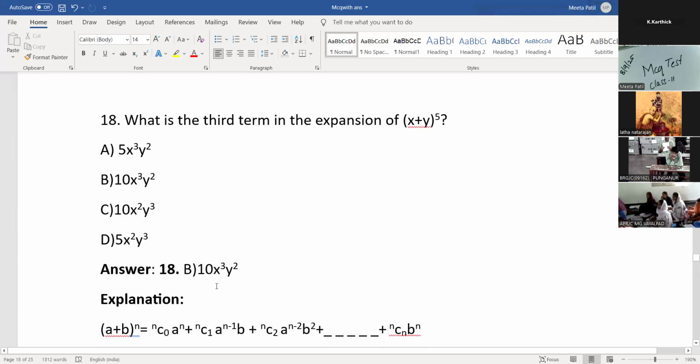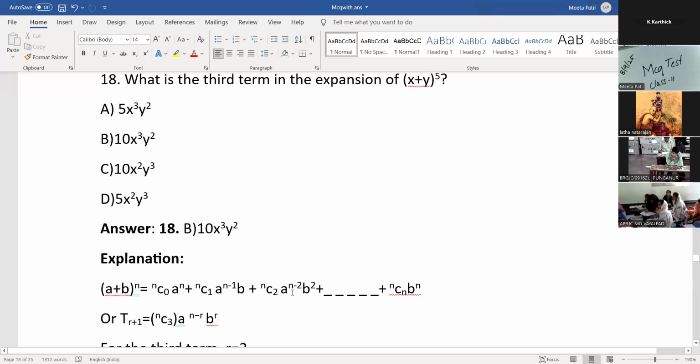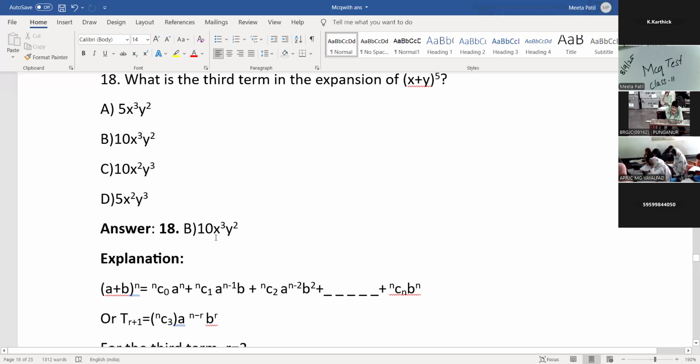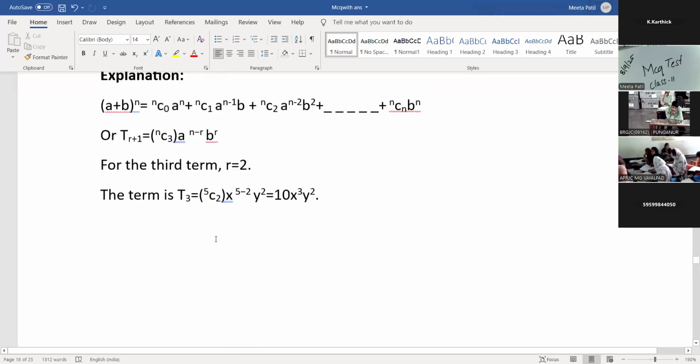So next one is the 18th question. What is the third term in the expansion of (x + y)^5? Here you can do it in two ways. One is the binomial theorem expansion, (a + b)^n, that is nC0 into a^n. You have to use that formula, or if you want, you can use the general form, the summation form. After solving, you are going to get the third term as 10x^3 y^2. Option B is the correct answer for the 18th question.